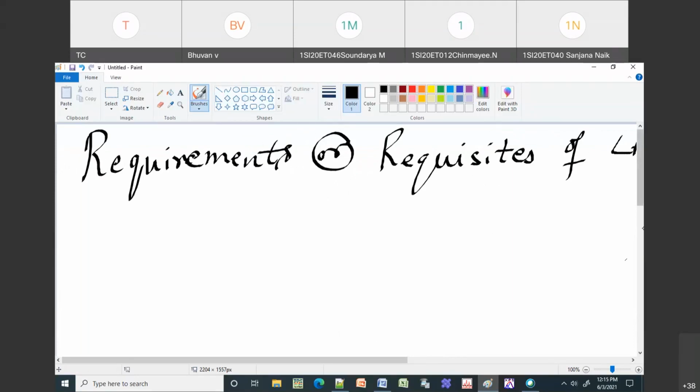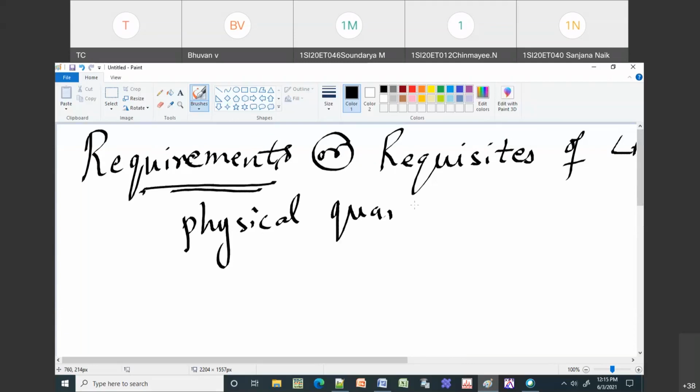So these are like physical quantities. Requirements or requisites are like any physical quantity, the physical quantities that you need to build a laser. Say, if I want to build a table, what are the things I need?